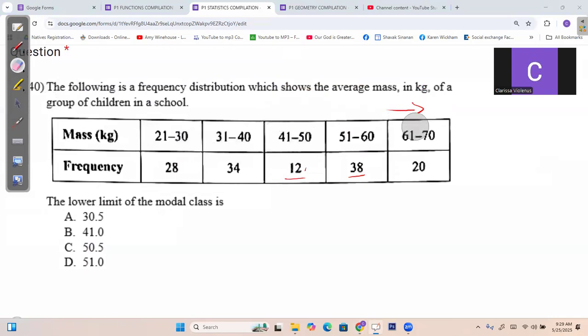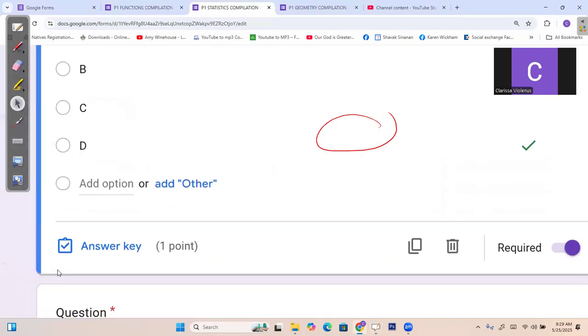The lower limit of the modal class. So first of all, which one is the modal class? Who got the most people in it? So this class has the most people. That's the modal class. 38 is the biggest. So the lower limit of that is 51.0. So the answer is D.